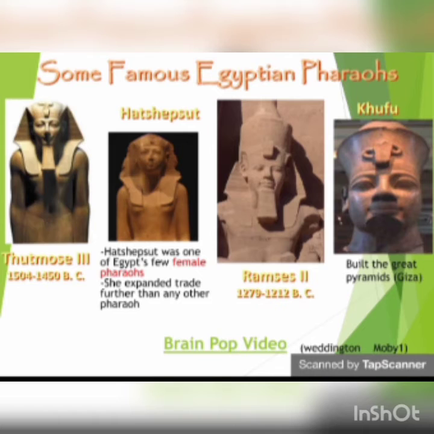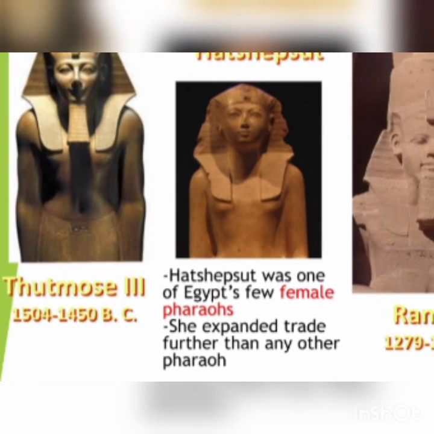And let us see some famous Egyptian pharaohs. The first one is Thutmose III. So he lived between 1504 till 1450 BC. You all know that in BC the numbers go backwards.